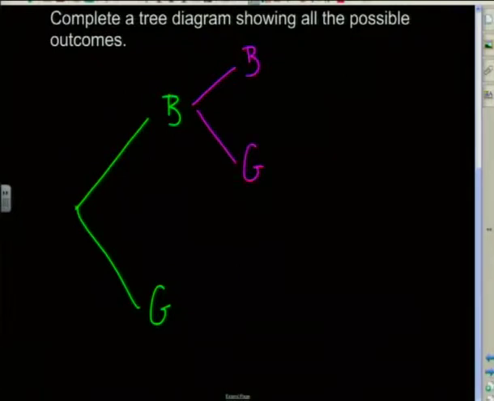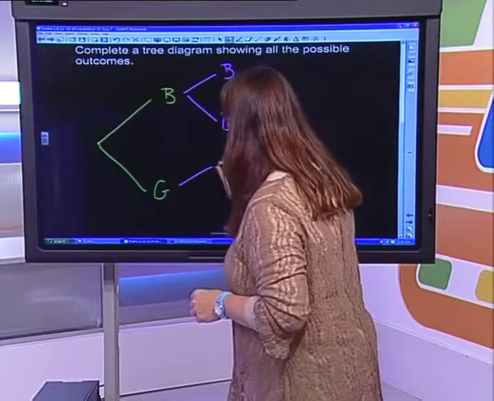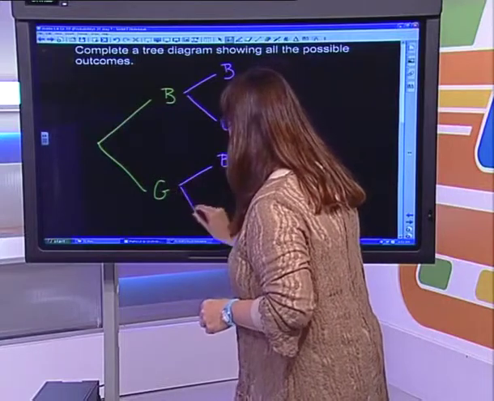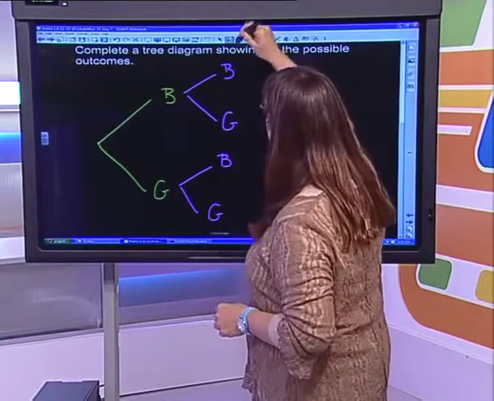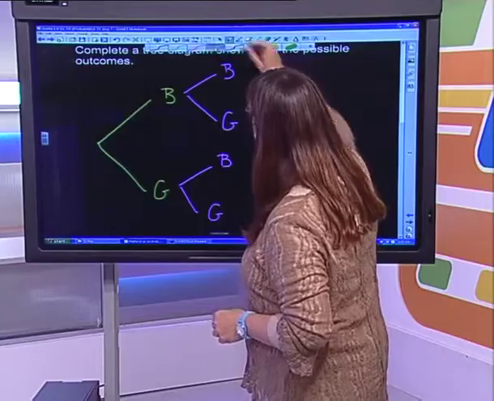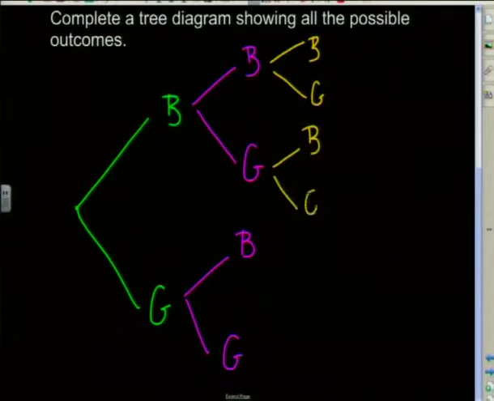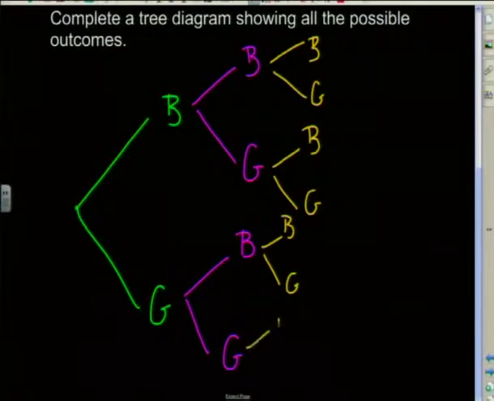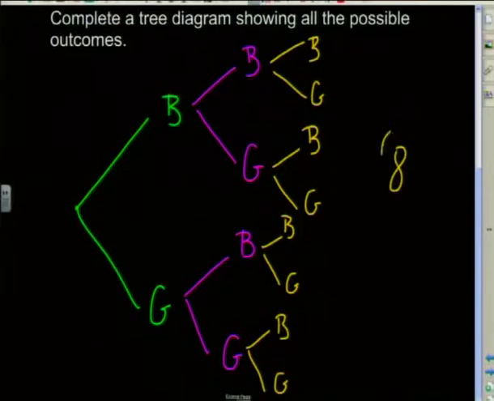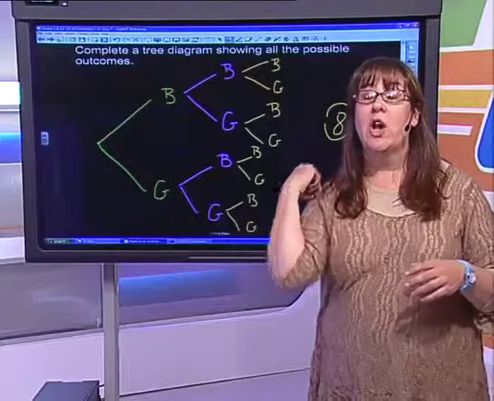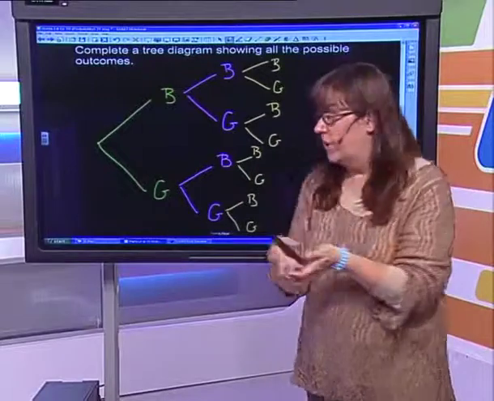And remember, for each branch, you need to complete the tree. So a boy or a girl. And then our last pregnancy, we can have a boy or a girl. And we do that for each of our branches. And then we see that in total we have 8 possible outcomes, or 8 possible combinations of children.